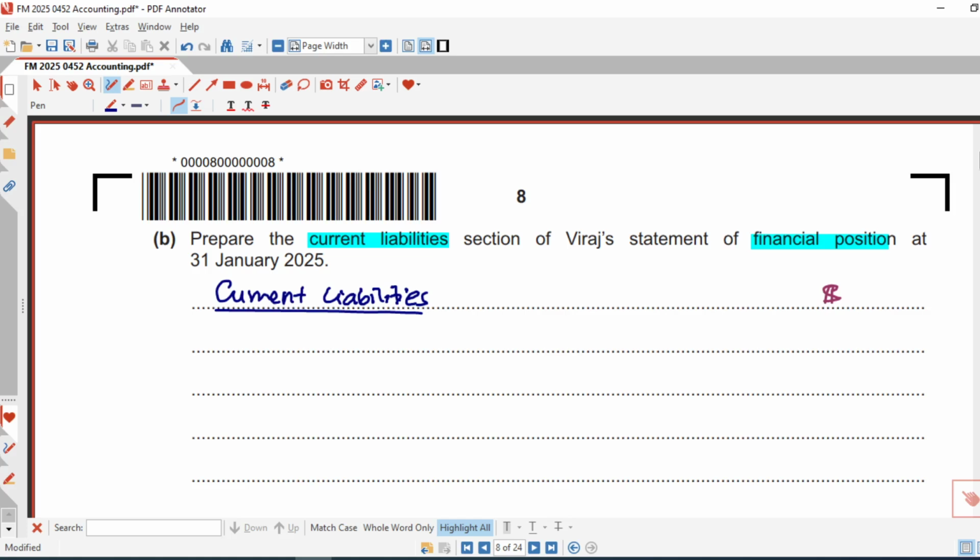So anyhow, in the statement of financial position, you're going to see 3 items. You're going to see your assets, both non-current and current. You're going to see your capital or equity section. And you'll see the liabilities as well, both non-current and current. Okay, so with that, let's get started. Since this is only a section of the financial position, we don't need to start with non-current assets. We can go straight into current liabilities.